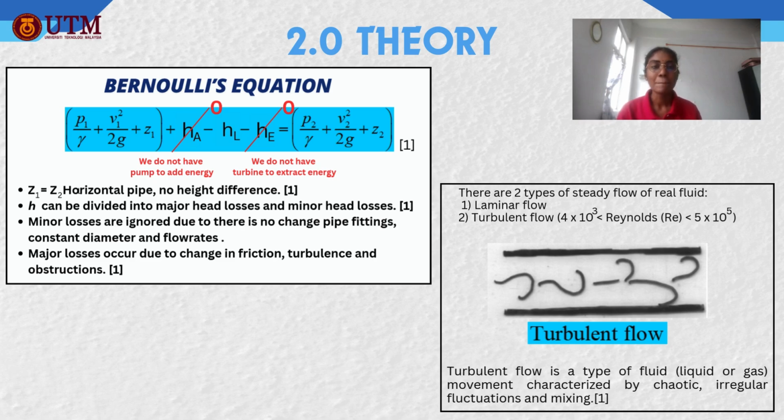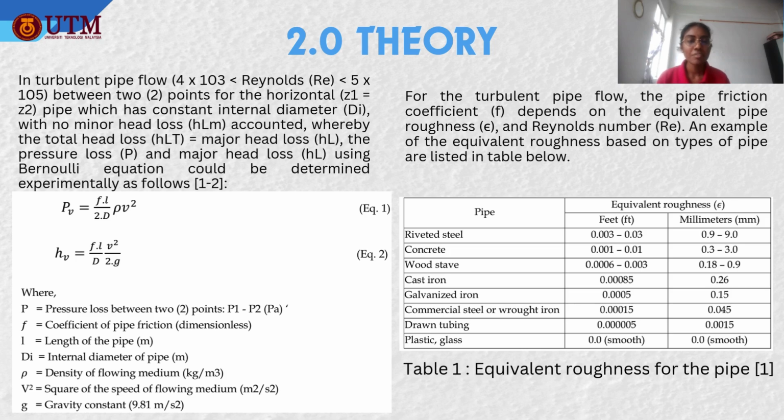Next is theory. Major losses are caused by change in friction, turbulence, and obstruction. We will use Bernoulli equation to calculate major losses. But before that, how do we know a fluid is turbulent or not? We will calculate Reynolds number to find out. If the Reynolds number is between 4,000 to 500,000, then the fluid is turbulent. From derivation of Bernoulli equation, we will get equation 1 and 2 to calculate pressure loss and major head loss. In order to determine the pipe friction, we will use the pipe roughness according to its material from table 1.